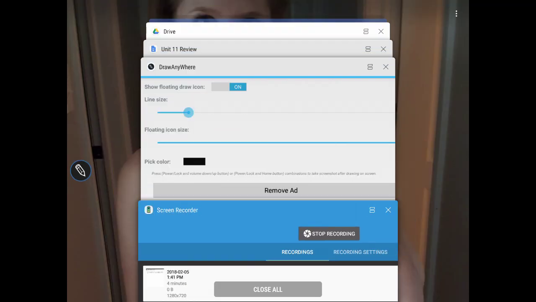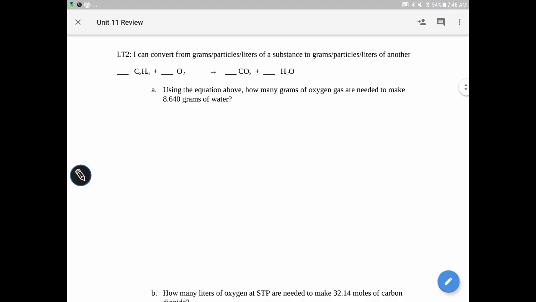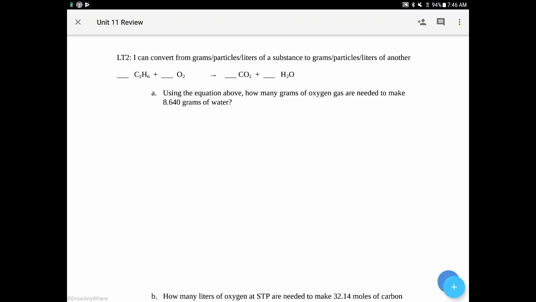All right, so we're going to do some gram-to-gram stoichiometry. First things first, we have to balance the equation. The very most important thing in stoichiometry is balancing the equation. If you don't have the correctly balanced equation, then you're going to get the whole thing wrong because you won't have the right multiple ratio.